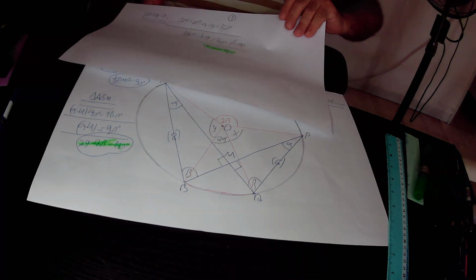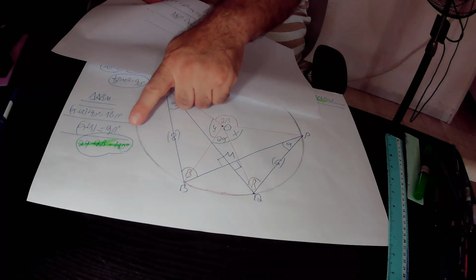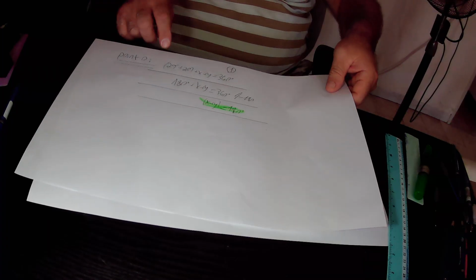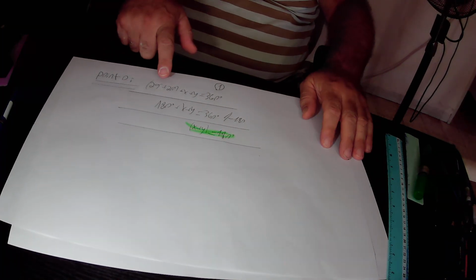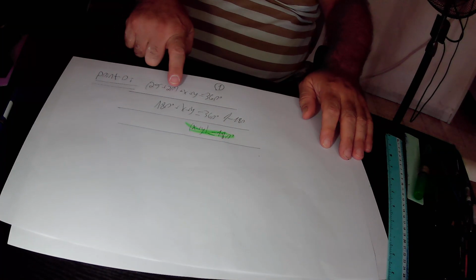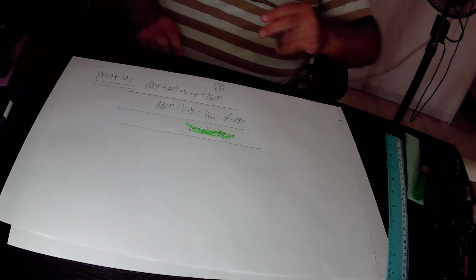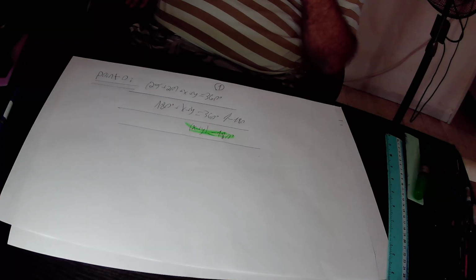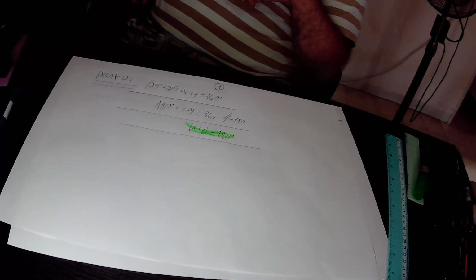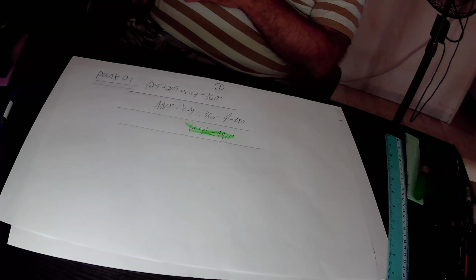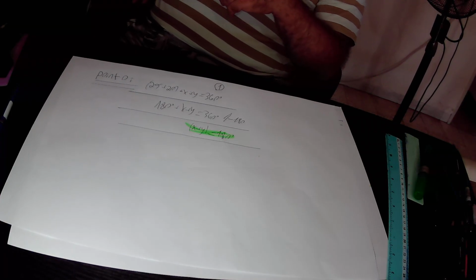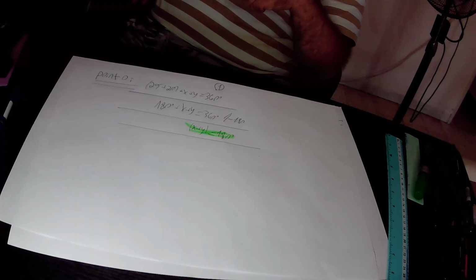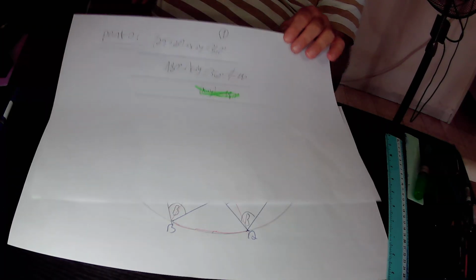But we already found out that 2 alpha plus 2 beta equals 180 degrees. Therefore, we can substitute 2 alpha plus 2 beta in this equation by 180 degrees. So 180 degrees plus x plus y equals 360 degrees. If we subtract 180 degrees from this equation, we find that x plus y equals 360 degrees minus 180 degrees, which is 180 degrees. In total, we found that x plus y equals 180 degrees.